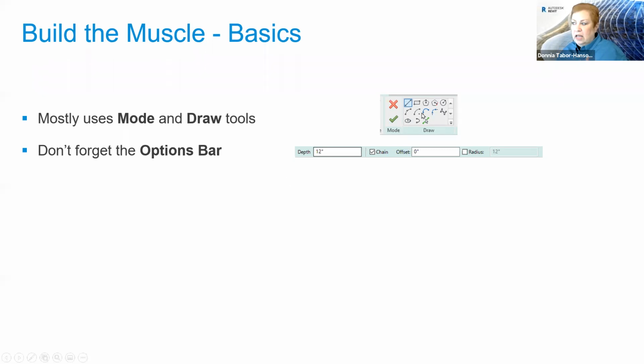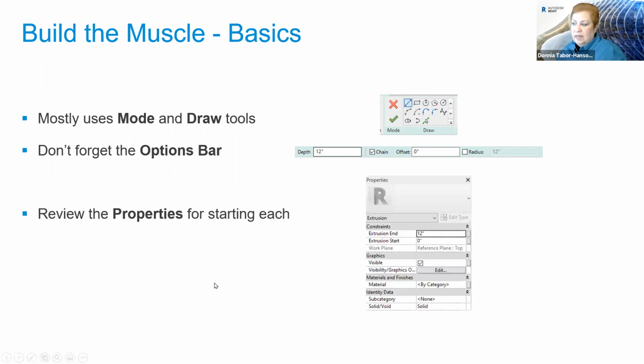If you're not using a closed profile, then it will have you set and change for most of the things that you're working on, because you do have to close profiles a lot in your extrusions and sweeps, etc. And also don't forget to stop at the properties dialog box, because there are some things you can preset there so that you don't have to go back later and do them, such as your heights, your ending heights, your materials and things. You can preset these things as you're building your family muscles.